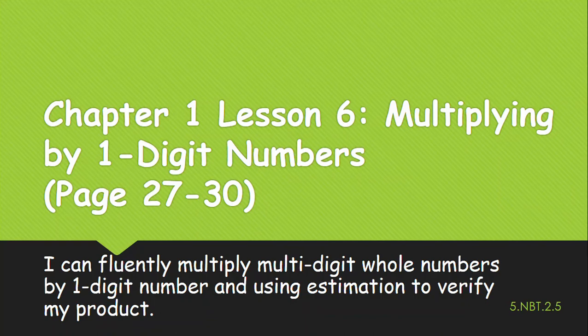Hey guys, so today we're doing chapter 1, lesson 6. We're going to be multiplying by one-digit numbers. This will be pages 27 through 30 in your math book, your big book.